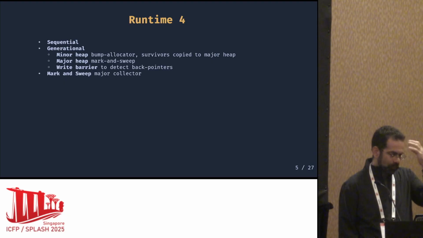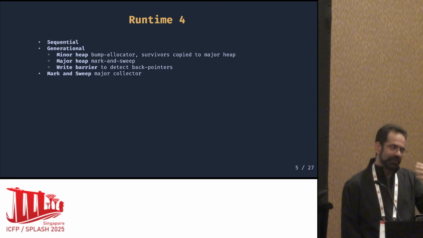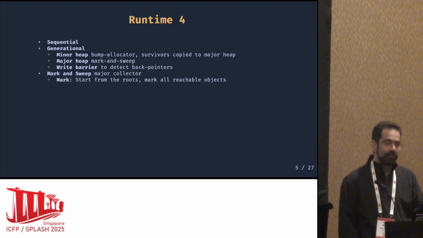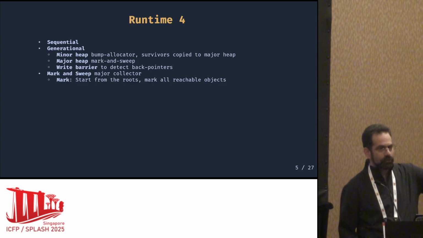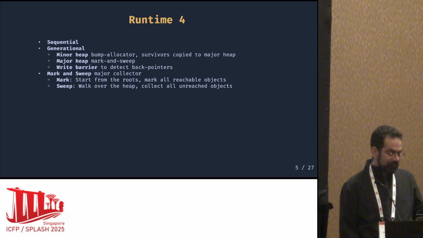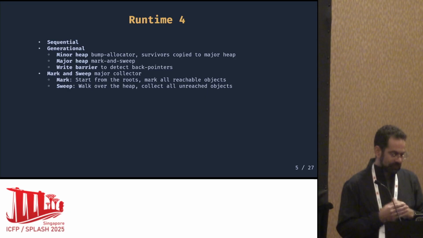To talk a little bit more about what a mark and sweep collector is, it's a familiar topic, but just to remind everyone: you've got a mark phase and a sweep phase. The mark phase is where you start from the roots and do a traversal of the whole heap, marking all reachable objects. And then you do a sweep phase where you walk over the heap, collecting all the things that you have now shown to be unreachable.